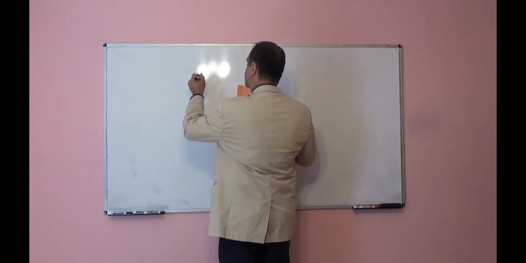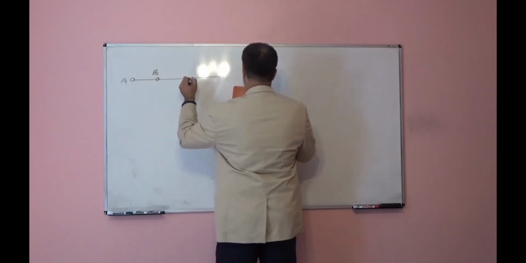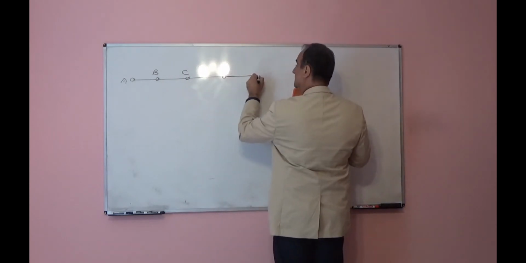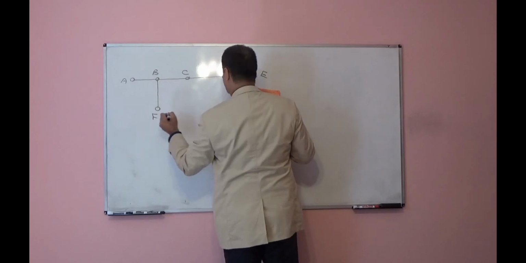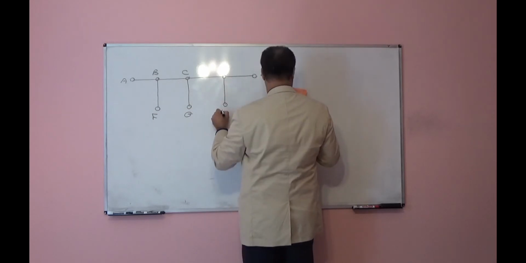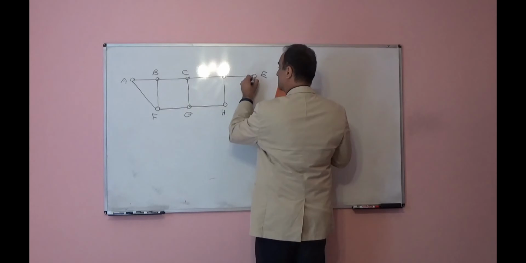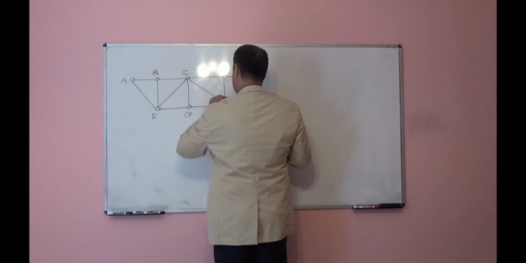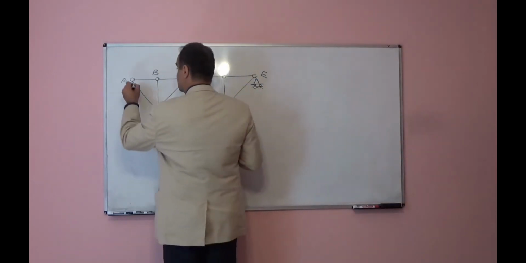We have this truss: A, B, C, D, E, F, G, H. This is our truss, and for supports, here we have one roller support, here we have a pin support.